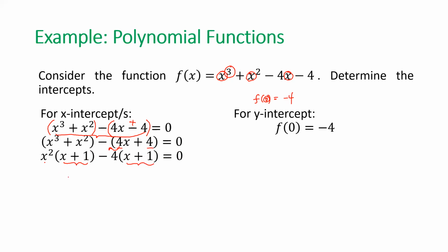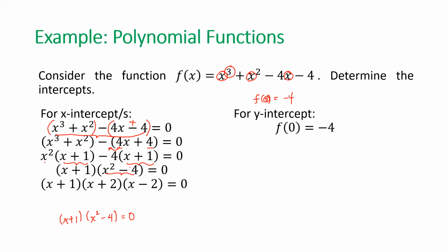So we can factor it as x plus 1 times x squared minus 4 equals 0. And then x squared minus 4 can still be factored as x plus 2 times x minus 2. So equating all these linear factors to 0 and solving for x, we will get x equals negative 1, x equals negative 2, and x is equal to positive 2. So therefore, the x-intercepts are negative 1 comma 0, negative 2 comma 0, and positive 2 comma 0. While for the y-intercept, it is the point 0 comma negative 4.